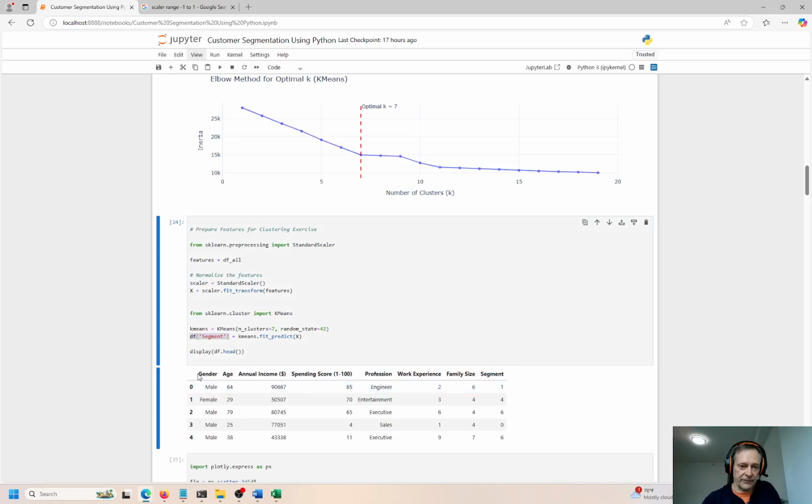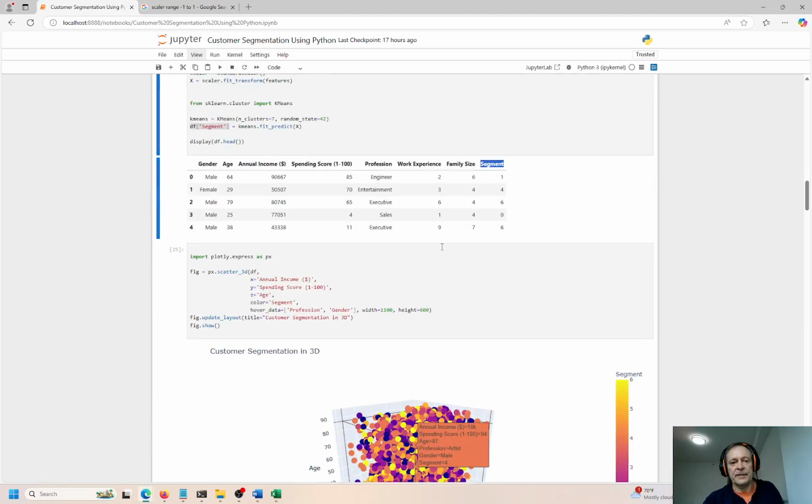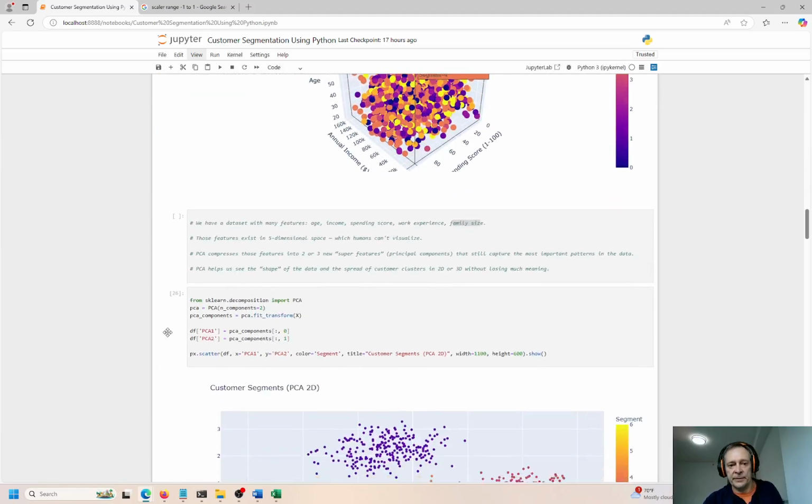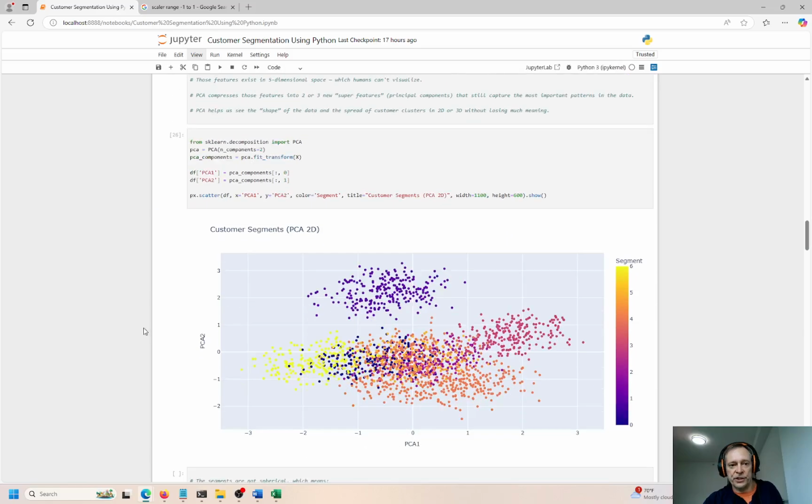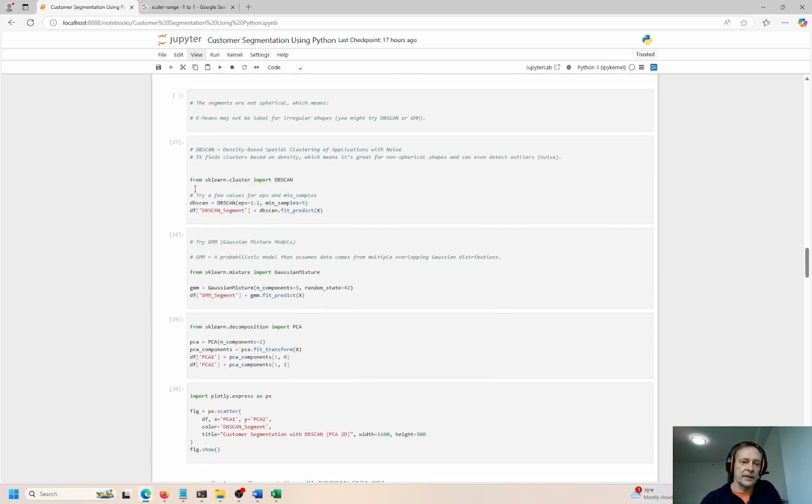So we take the original data frame, which came in like that. We did the k-means and got that column. And it's exactly the same for DBSCAN and for GMM. So if we go down here, DBSCAN goes over here, DBSCAN segment, GMM goes to the same data frame and just assigns a new column. So you have segment, and then DBSCAN, and then GMM segment.